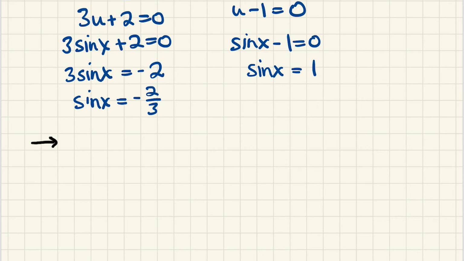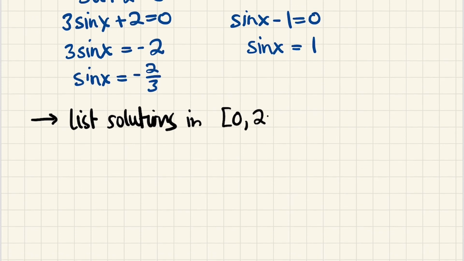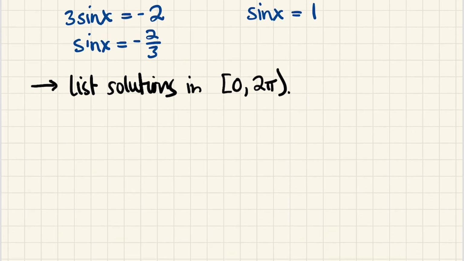So now we're going to list the solutions that are in 0 to 2 pi. Again, we're working in radians because the variable here is x and not theta. Okay, so sine of x equals negative 2/3. Let's come back to that one. Let's go over here. Sine of x equals 1. That one's very easy, right? There's only one number between 0 and 2 pi whose sine value is equal to 1. And that is right here at pi over 2.